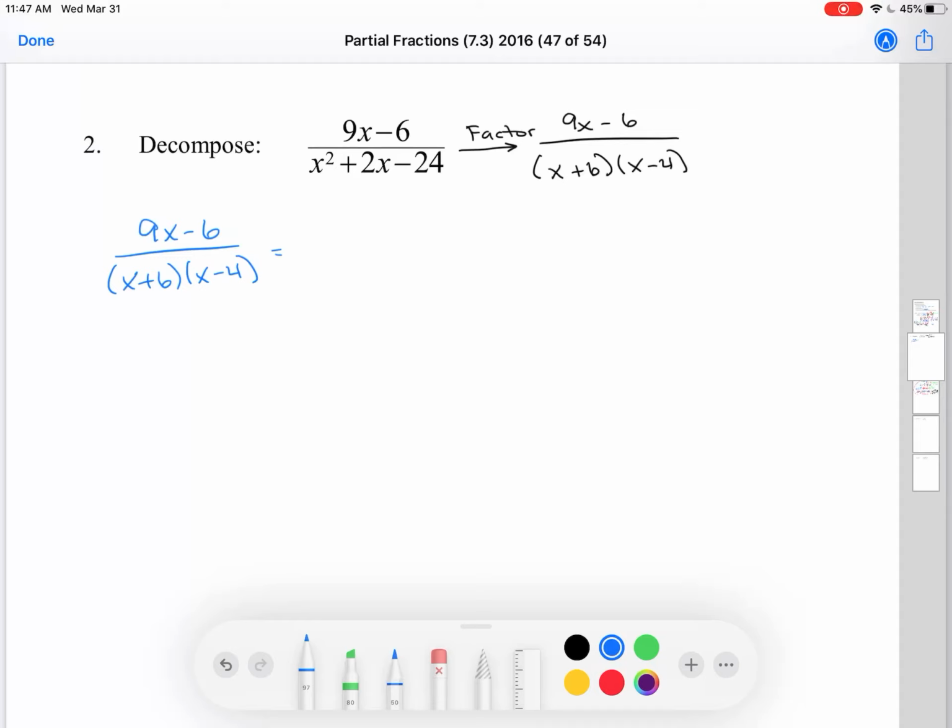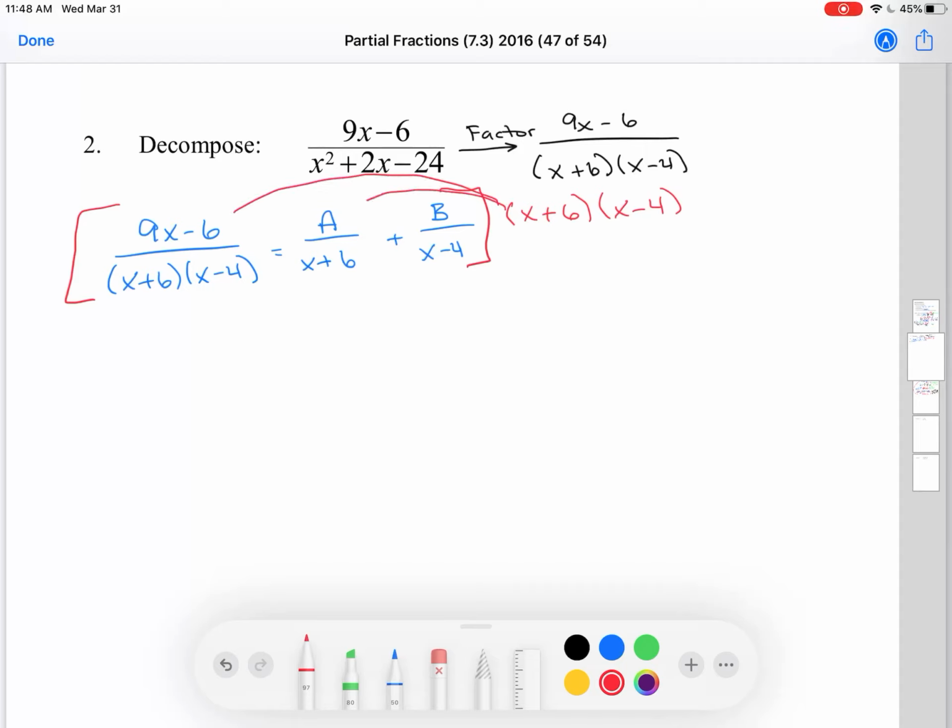And that is going to be set equal to 2 fractions, simply because I have 2 factors. So those fractions will be a divided by x plus 6 plus b divided by x minus 4. Taking those fractions and splitting them up. Step 2, multiply by the least common denominator. Well, that's the only denominator, so we're going to multiply by x plus 6 and x minus 4. Making sure to multiply that into every term.